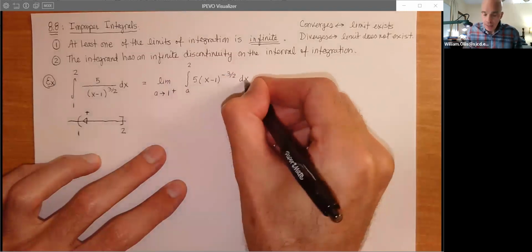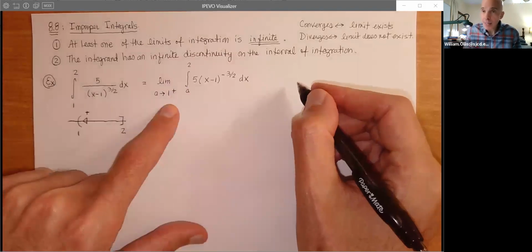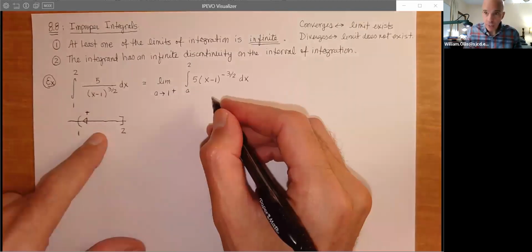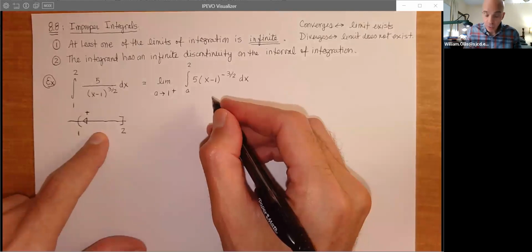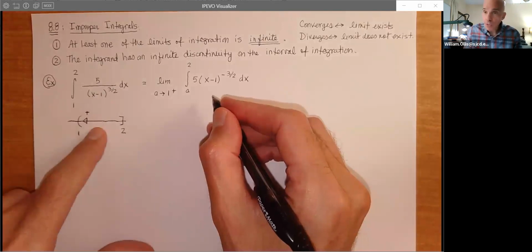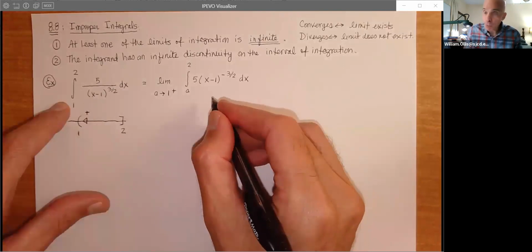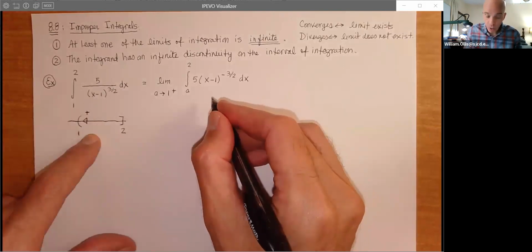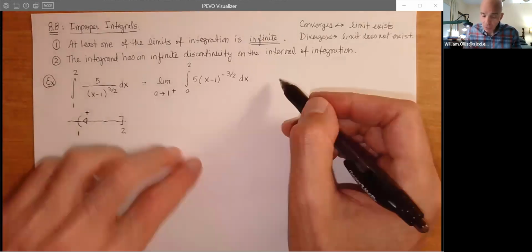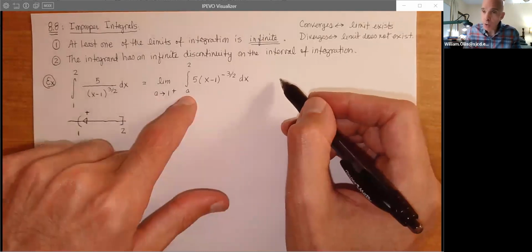Now, this is where the improper part is basically translated. That is, if you have an infinite discontinuity, you recognize it, and then you allow the variable of integration to approach that particular real number based upon the interval. Now, since this is an endpoint, we can only approach the 1 from the right. And so now when we look at this, we're thinking we have to take the limit of this integral as a approaches 1 from the right.